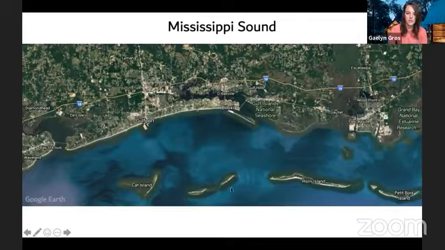Ship Island, this is Ship Island right here. I don't know why it's not labeled, but this is Ship Island. We'll talk about that in a second. Horn Island is a little bit bigger, and this is where Walter Anderson used to paddle his canoe out to. He's a famous artist from the Mississippi Gulf Coast.